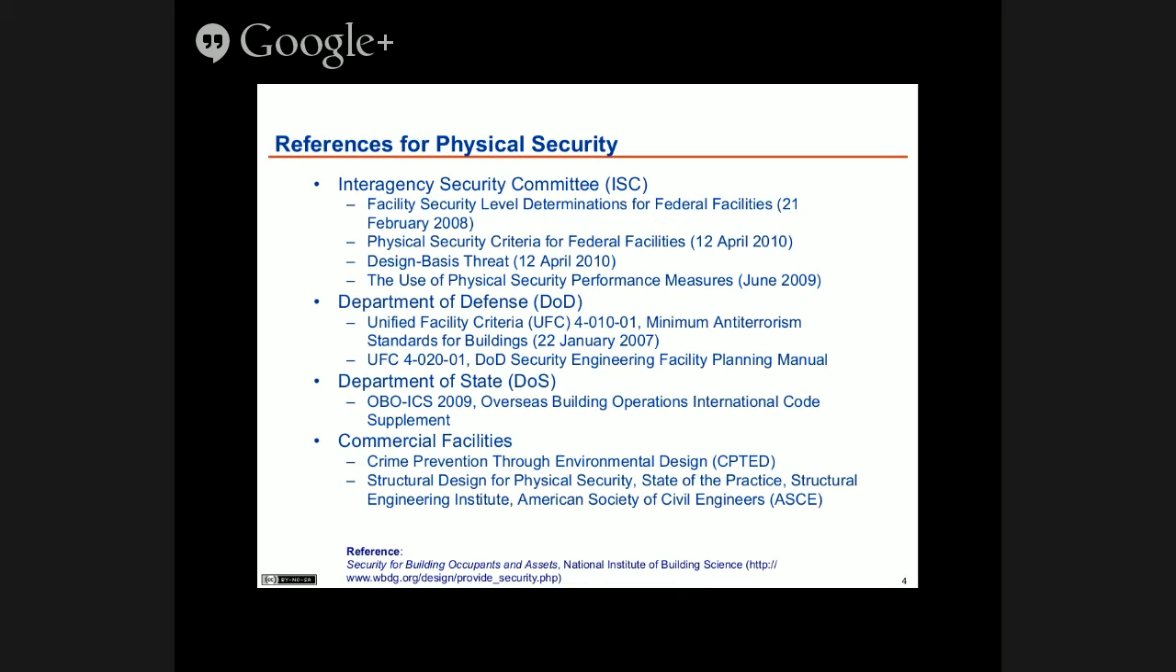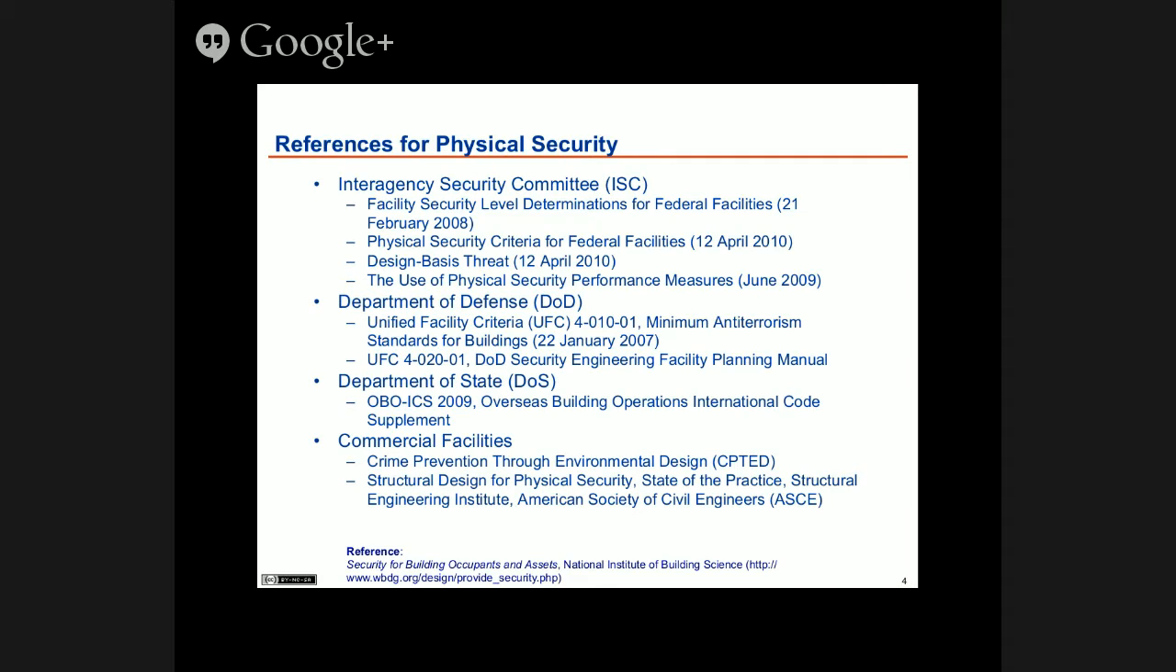Now, there are a number of references for physical security. These are but a few. There is the Interagency Security Committee. Basically, they have a number of items here: design basis threat, and the use of physical security performance measures, which was drafted June 2009. The Department of Defense has quite a bit of material too. The DoD has the Unified Facilities Criteria, which is the UFC 4-010-01, which is basically the minimum antiterrorism standards for buildings.